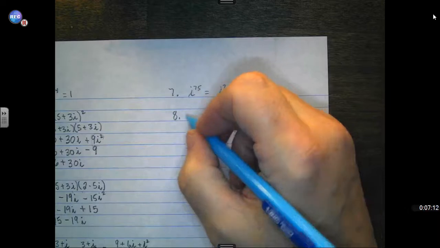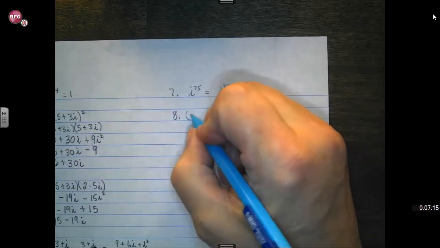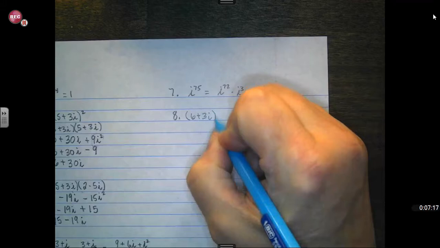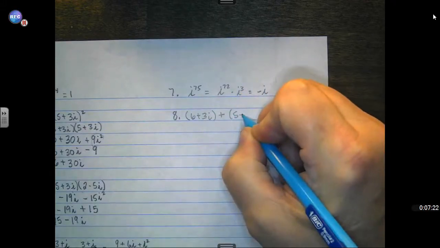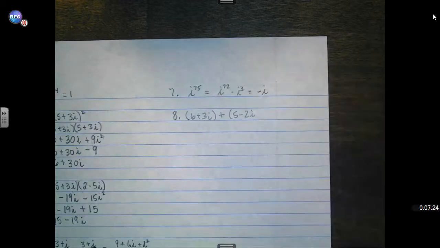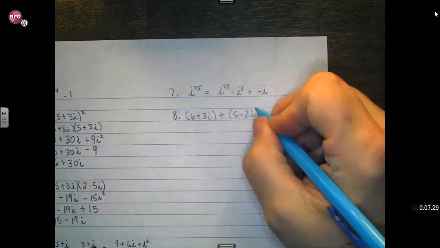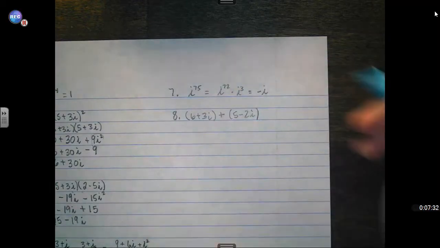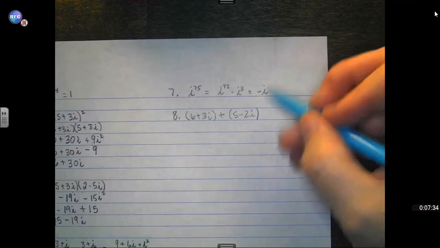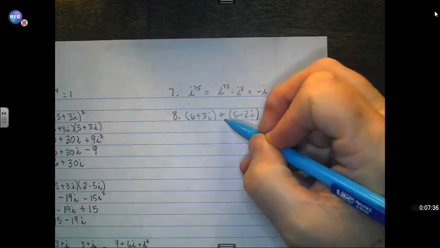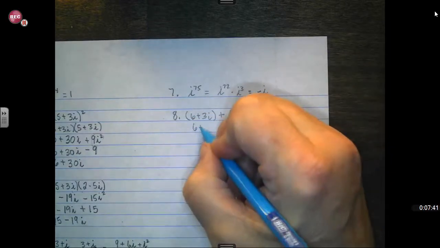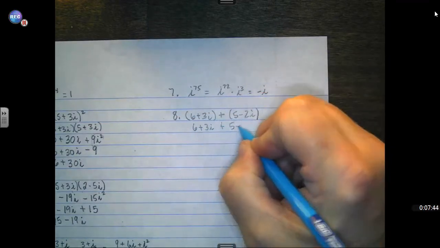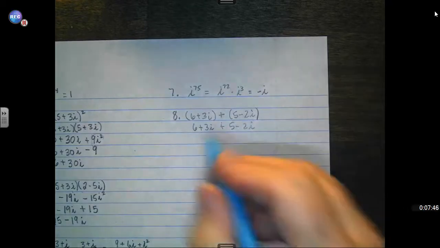We have plus 3i, parentheses, plus 5 minus 2i. Again, just adding like terms. The first set of parentheses are not necessary. The second set of parentheses are not necessary. In that other problem, the second set of parentheses are necessary because I had a minus here. But for this one, if I wanted to, I could just write it just like that. And then combine like terms.